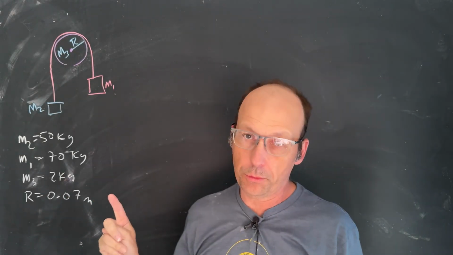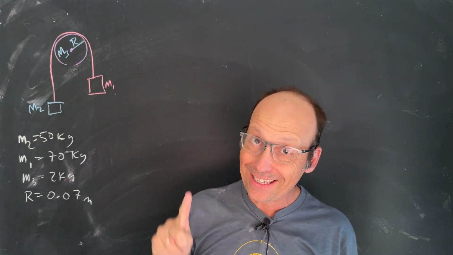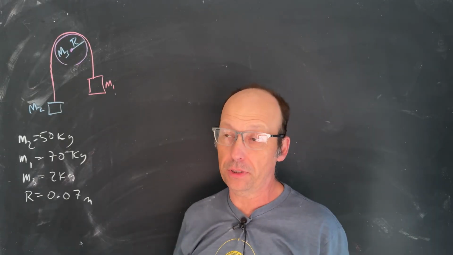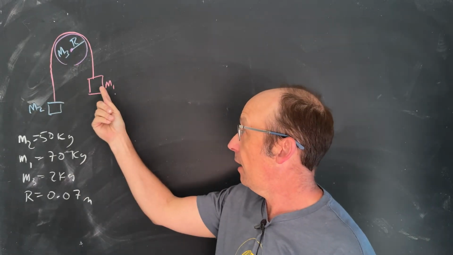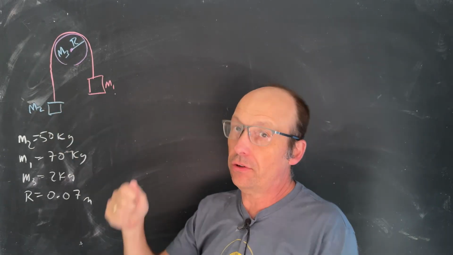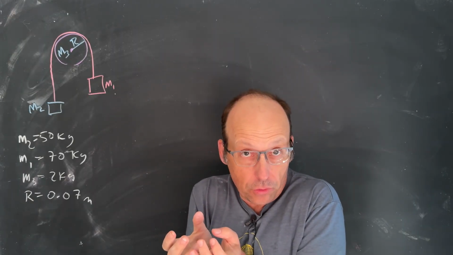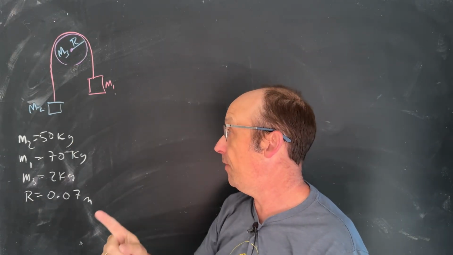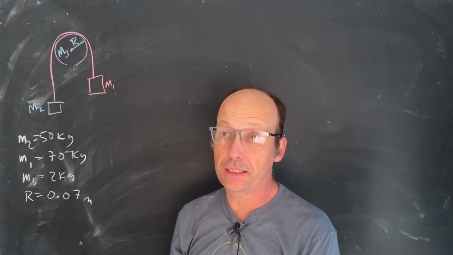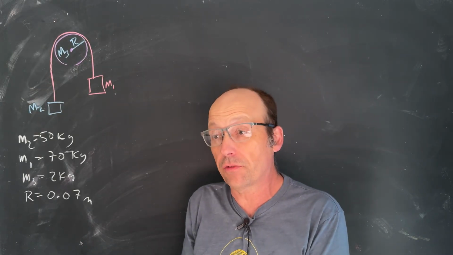This is an Atwood machine, but it's not a massless pulley. So here I have an adult and a child over a pulley, and the pulley is a disc with a mass of 2 kilograms. So it's 70 kilograms, 50 kilograms, mass of the disc is 2 kilograms, and so we want to find the acceleration.